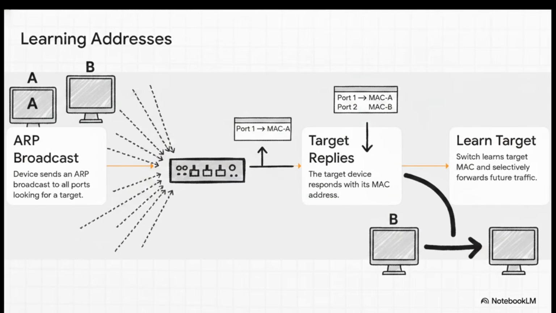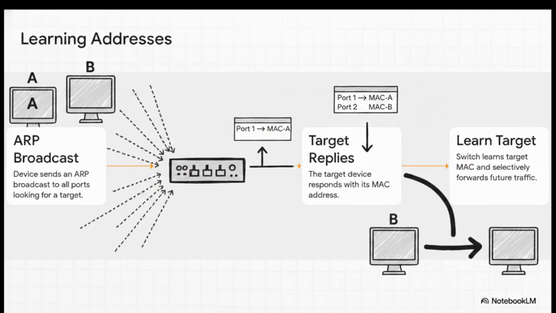Let's walk through a real-time example. Imagine computer A wants to talk to computer B. Step 1, computer A sends out an ARP message, an Address Resolution Protocol broadcast, basically yelling, "Hey, who has computer B?" The switch receives this on, say, port 1. Instantly, in step 2, the switch learns computer A's MAC address and jots it down in the CAM table next to port 1. Now, it doesn't know where B is quite yet, so it floods that broadcast to everyone.